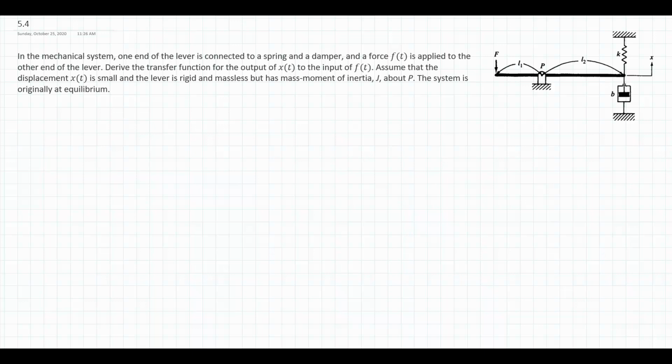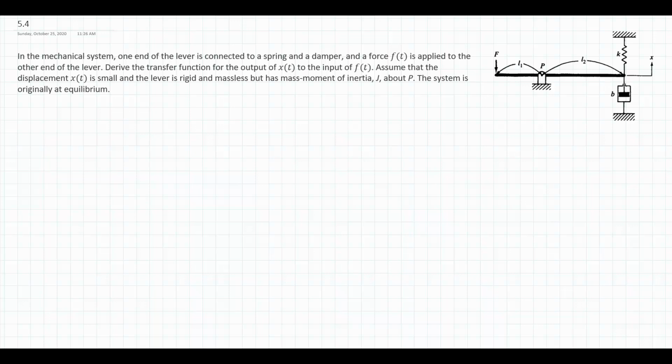So we are going to assume that the bar, or the lever, is rigid and massless, but it does have a mass moment of inertia J about its pivot point P. And we are going to assume that x, that vertical displacement of the extreme right, is small, which is going to allow us to use small angle approximation. And we'll see how that comes into play as we put together our free body diagram and the relationship between our, in this case, multiple degrees of freedom.